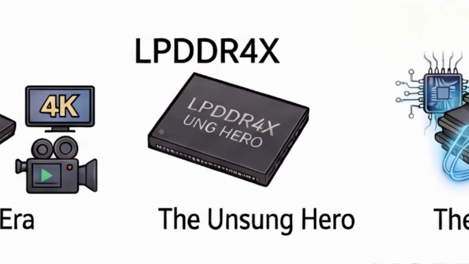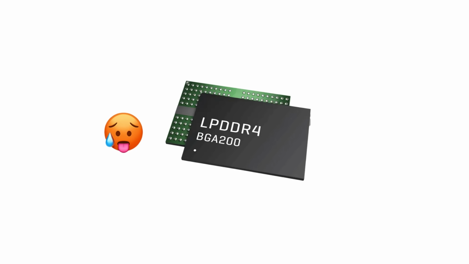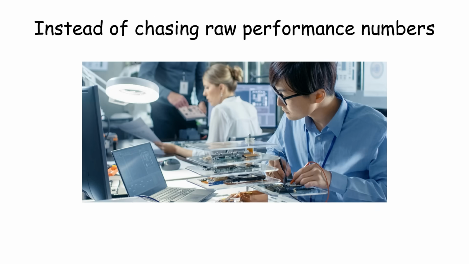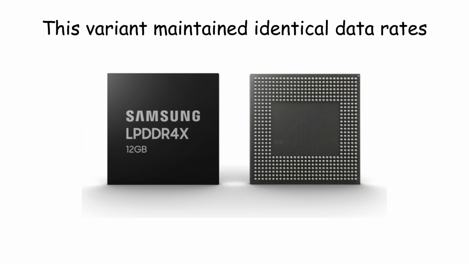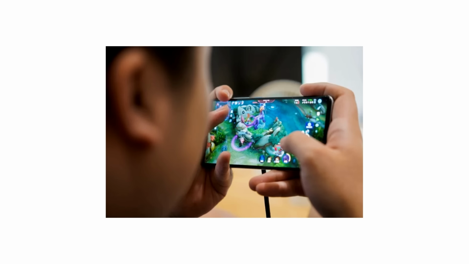Chapter 7. LPDDR4X. While standard LPDDR4 delivered incredible data speeds, it also generated significant thermal heat and drained battery percentages faster than consumers liked. Instead of chasing raw performance numbers for the next iteration, engineers focused entirely on power optimization, creating LPDDR4X. This variant maintained identical data rates but lowered the core I/O voltage significantly. The real-world result? Devices ran noticeably cooler under heavy load, and battery endurance extended by an extra hour or two without needing a physically larger phone chassis.